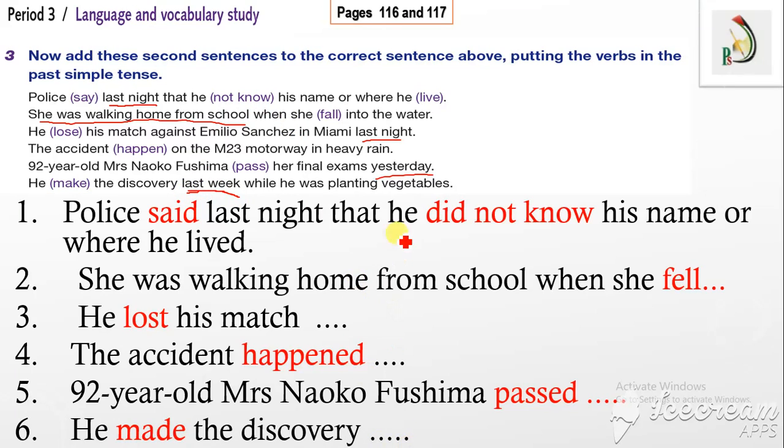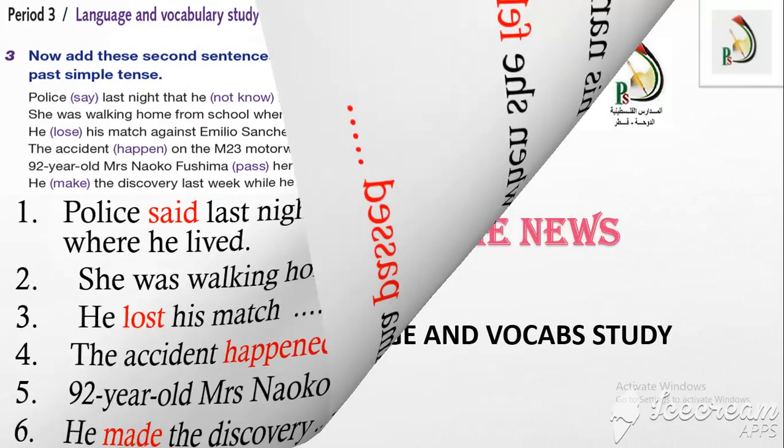Note down these important sentences in your notebook. Hopefully you understood today's lesson.